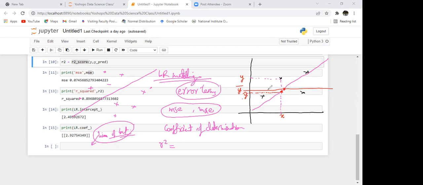Suppose the mean value for Y lies here. Fine, this is Y bar. And this Y is the actual value corresponding to this X. So corresponding to this X, you have three different Y's here. One is the true value of Y. Another one is the predicted value of Y. And this is the average value of Y.